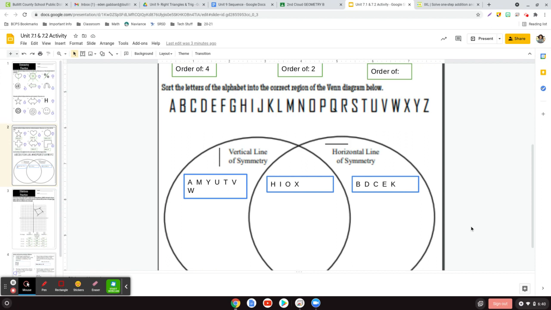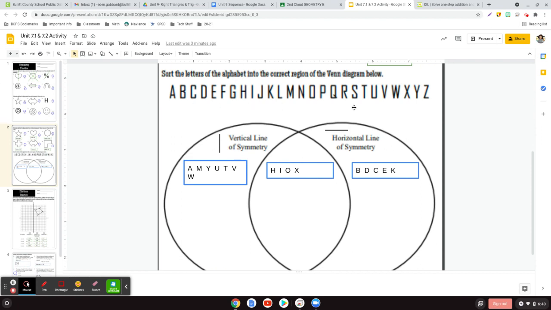On this bottom part, we're looking at these capital letters, and we're sorting them into the Venn diagram by if they have a vertical line of symmetry, so vertical, or a horizontal line of symmetry. If they have both, they go here in the middle.